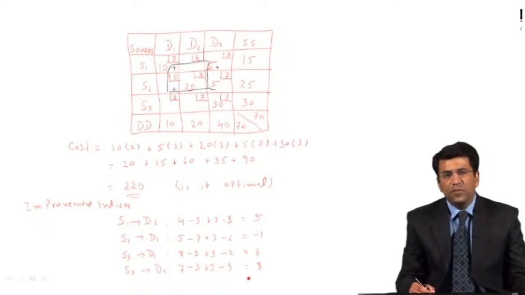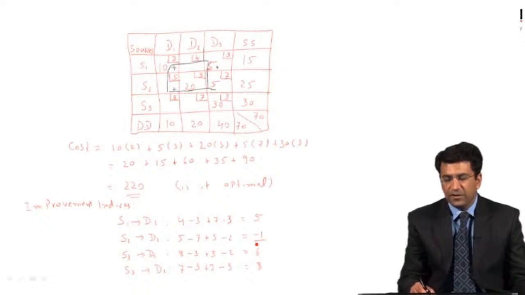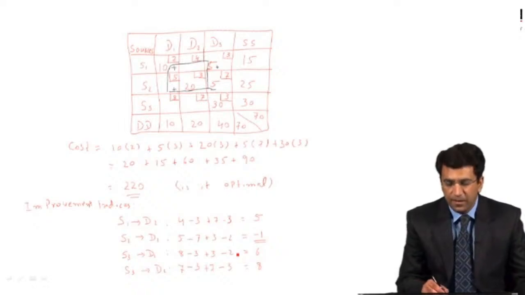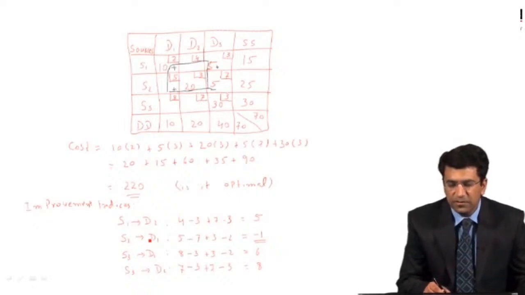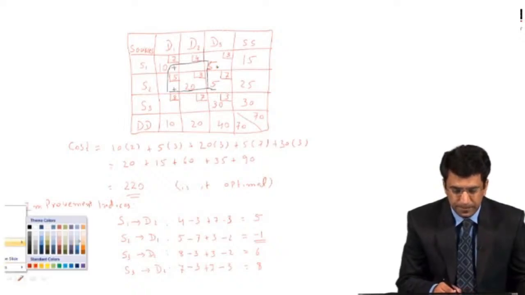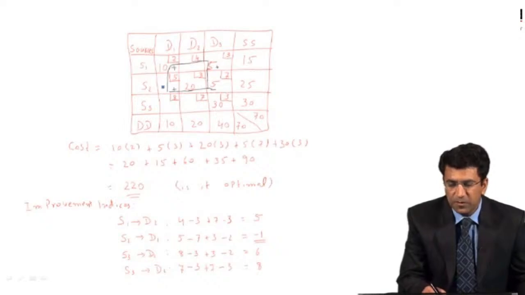Now class, again we have computed the improvement indices for all of the unoccupied cells, and again you can see that still there is one improvement index which is negative. So it means that we can further reduce the cost, and we'll have to again use that theta method in order to calculate the value of theta. Now let's see the loop for this particular cell, that is S2 to D1. So this is the loop for S2 to D1, and you can see that in this particular loop, if we add theta here, we'll have to subtract theta here, again we'll have to add theta here, and we'll have to subtract theta here.